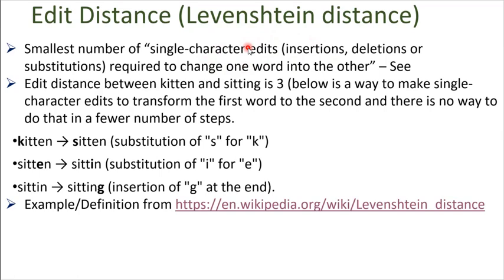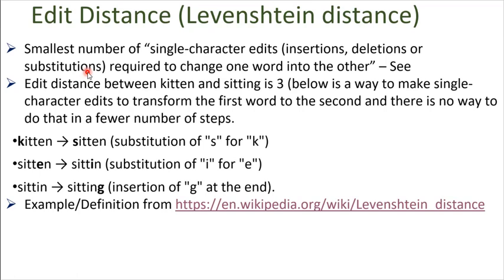And these single character edits are going to be insertions, right? So we add a new character, deletions, so we remove a character, or substitutions, so we change one character for another, right? And it's the minimum number, or the smallest number, of these single character edits that we have to make to get from one word to the other. So you can imagine getting from the word that the person typed in to a word in the dictionary.